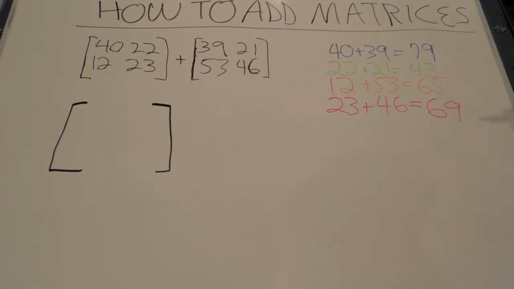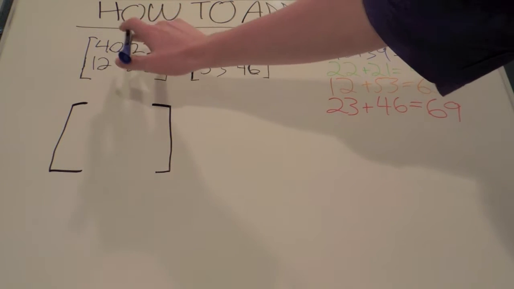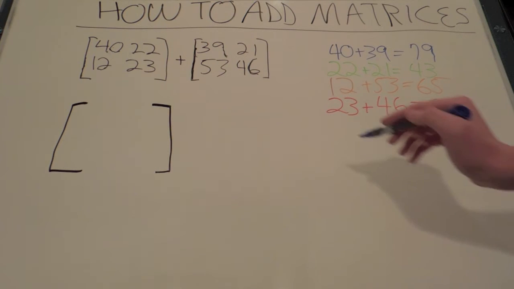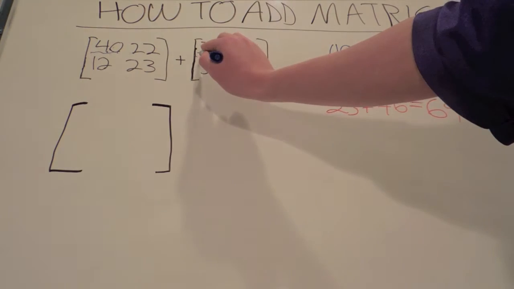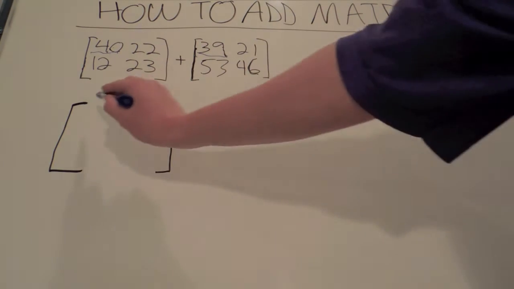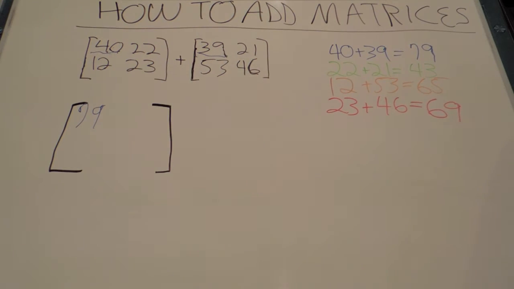Hi, I'm Mate, and now I'm going to teach you how to add matrices. We start off with two matrices, and they both have the same dimensions because that's the only way you can add them. Let's get started. First, we start with the corresponding coordinates. 40 and 39, we add them because they're in the same coordinate. You get 79, so we put that in the same coordinate in our answer.